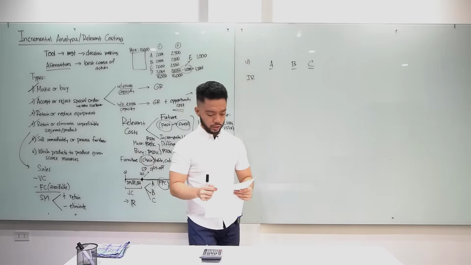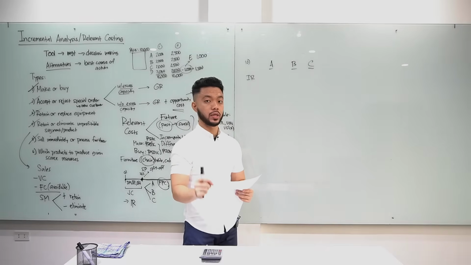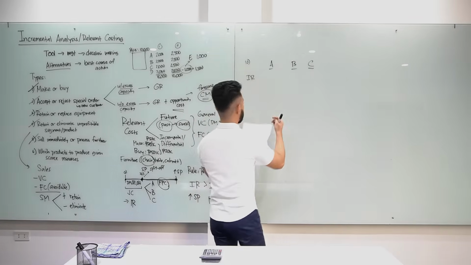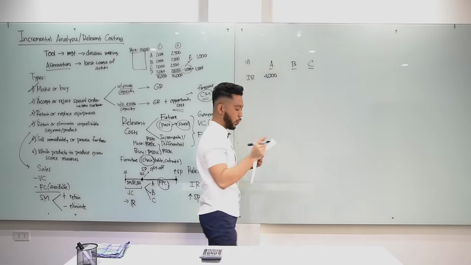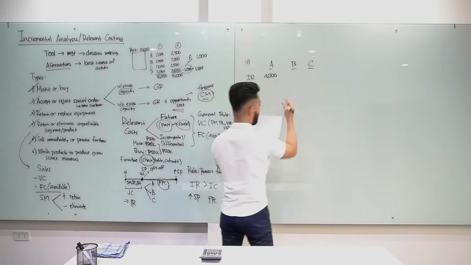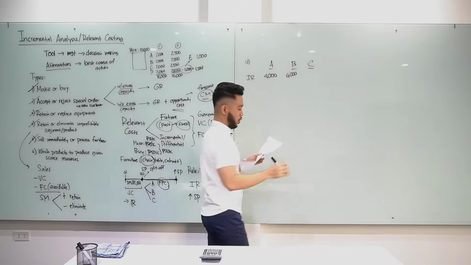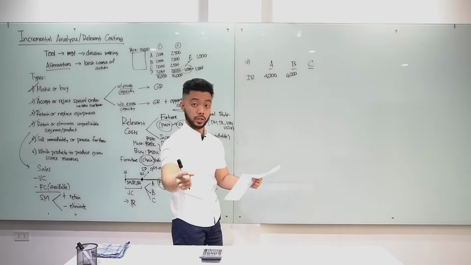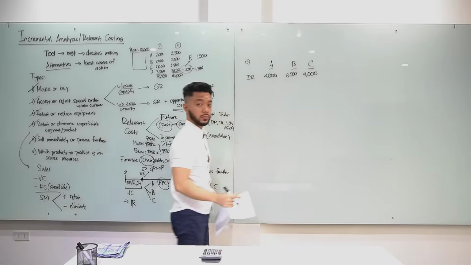Okay, tingnan natin. Si product A, from 16,000 naging 20,000. Tama ba? Incremental revenue mo is 4,000? Tama? 16 naging 20, so 4,000 yan. Si product B naman, from 12 naging 18. So that's 6,000. Alright? Si product C, from 5,000 naging 9,000. So that's an increase of 4,000. That's your incremental revenue. Alright?